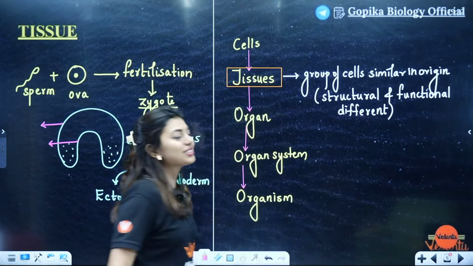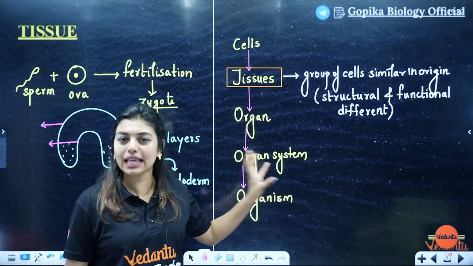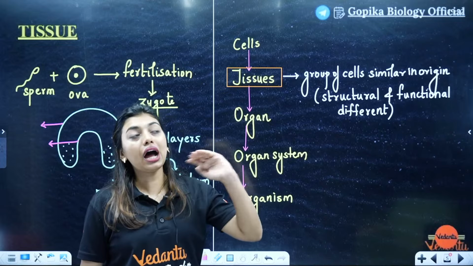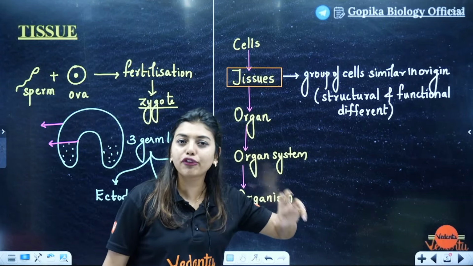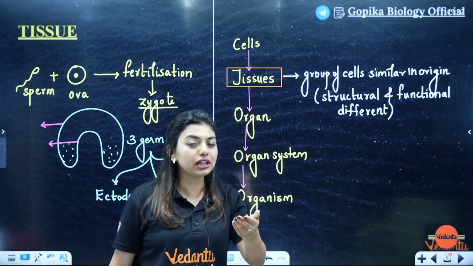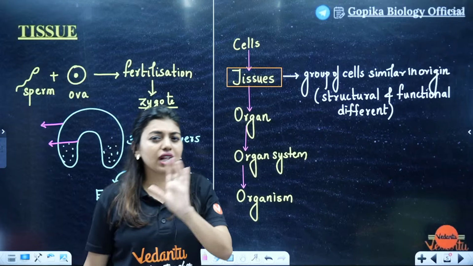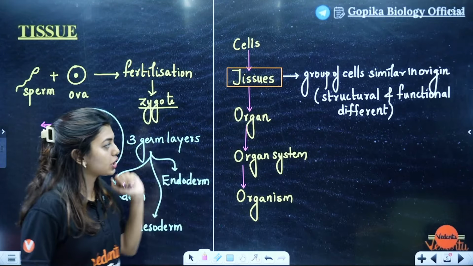Yes. So structurally and functionally they can be different, but they can be of the same origin. This is something that you have to unlearn from the definitions that we have learned previously. A group of cells that perform a similar function, that are structurally similar, we have to unlearn by saying that structurally and functionally they can be different, but origin can be the same. So that is a group of cells.